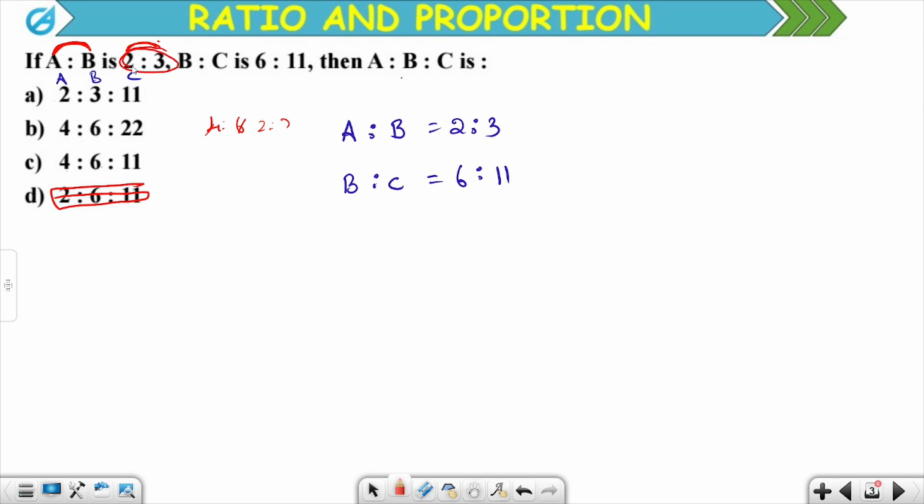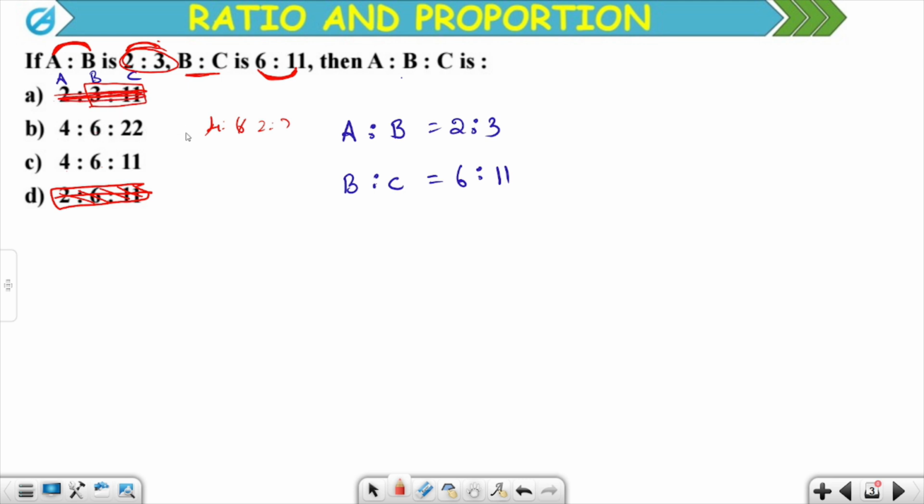Based on the first ratio, we can eliminate the fourth option. So what are the remaining options? A, B, and C. Now check for the B and C ratio. What is the B and C ratio? The B and C ratio is nothing but 6 and 11. Now tell me, is this 6 and 11? This is 3 is to 11. Is that 6 and 11? No, right? So from this, I can omit this option.